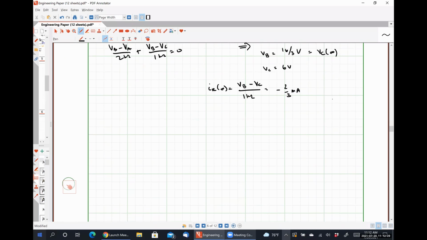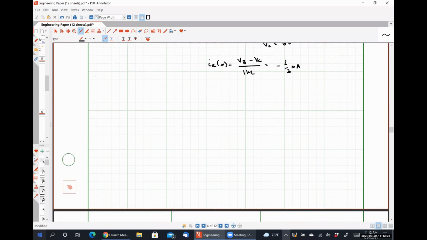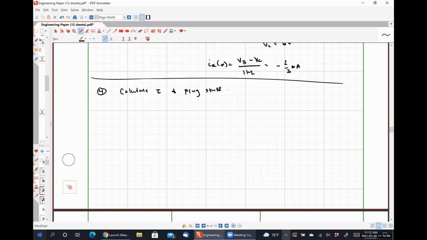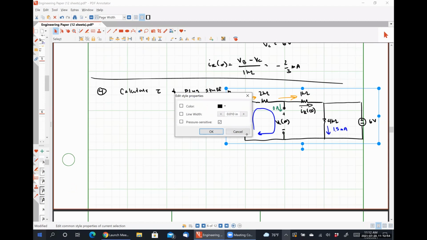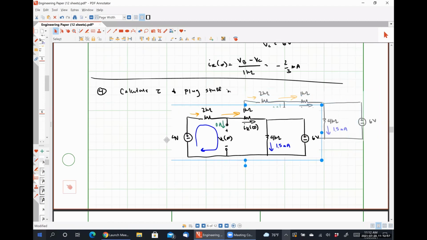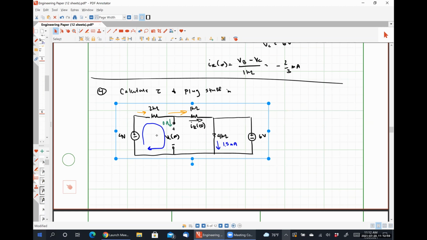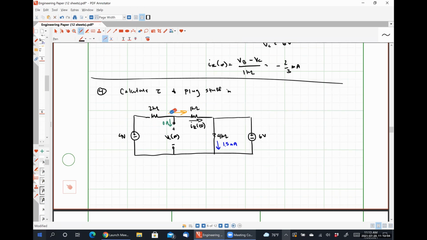So circling back around to the problem at hand, step 4 is going to be calculate tau and plug stuff in. So let me get my circuit here. Oh, you're not going to be difficult with me, are you? All right. So let's erase some of this jibber jabber that we don't need.